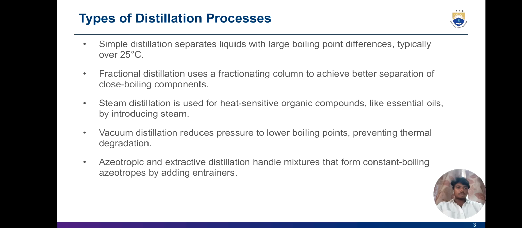Types of distillation processes. Simple distillation separates liquids with a large boiling point difference, typically over 25 degrees Celsius. Fractional distillation uses a fractionating column to achieve better separation of close-boiling components. Steam distillation is used for heat-sensitive organic compounds like essential oils. By introducing steam, vacuum distillation reduces pressure to lower boiling points, preventing thermal degradation.